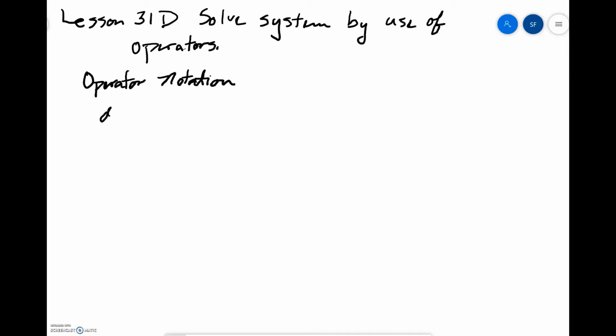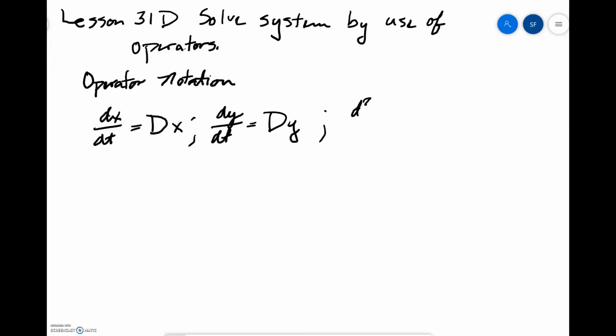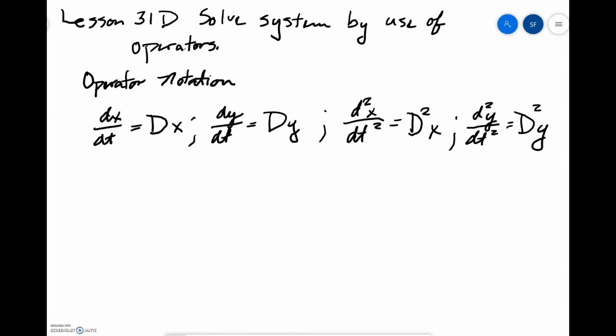Operator notation uses a capital D. So dx/dt will be simplified to just Dx. dy/dt will be Dy. And if we start getting into second derivatives, the second derivative with respect to t would just be D squared x. And if we did the second derivative of y with respect to t, that would be D squared y.